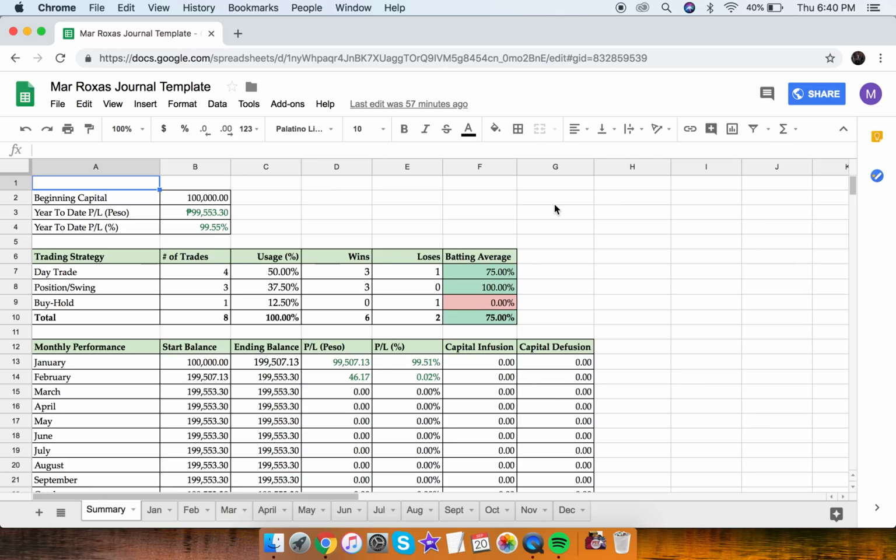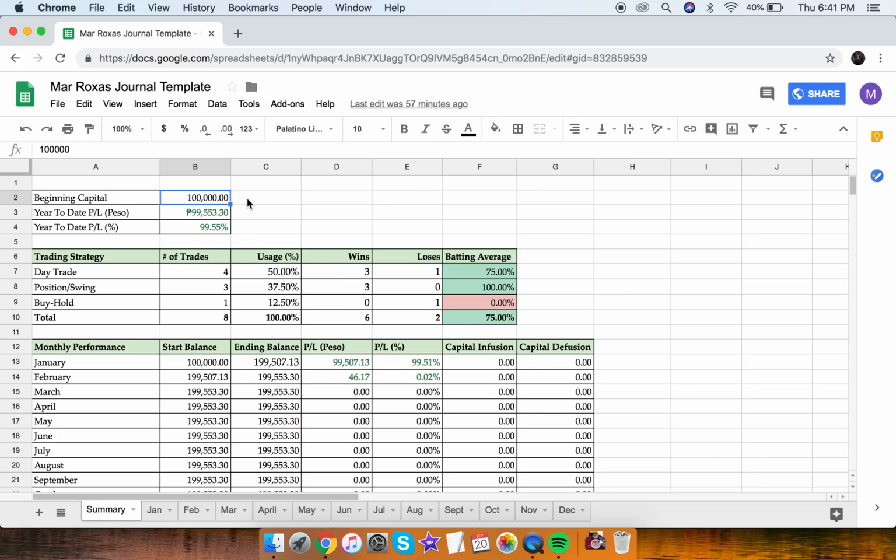So dito sa page na to, this is the first page. Ito yung summary natin. So on the first page, dalawa lang yung pwede nating galawin dito. First is yung beginning capital, which is ito yon. Second is yung capital infusion and yung capital diffusion. So, pag-usapan natin, ano ba yung beginning capital?